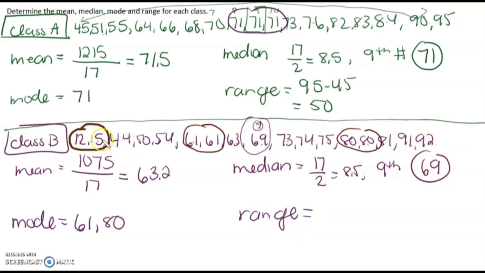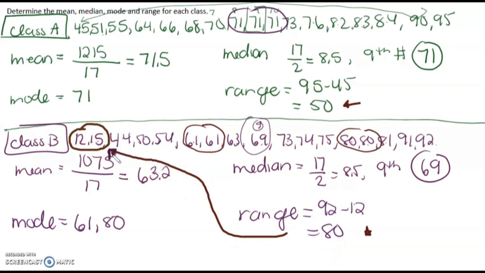Okay, and the range, 92 minus 12, which is 80. So there's 80% between the lowest mark in that class and the highest mark in that class. Whereas the range in class A here, the difference between the lowest mark and the highest mark was only 50%. So this range is obviously bigger because of those outliers. Right? They're pulling that so much down. They're making that discrepancy between the lowest and the highest numbers very great.